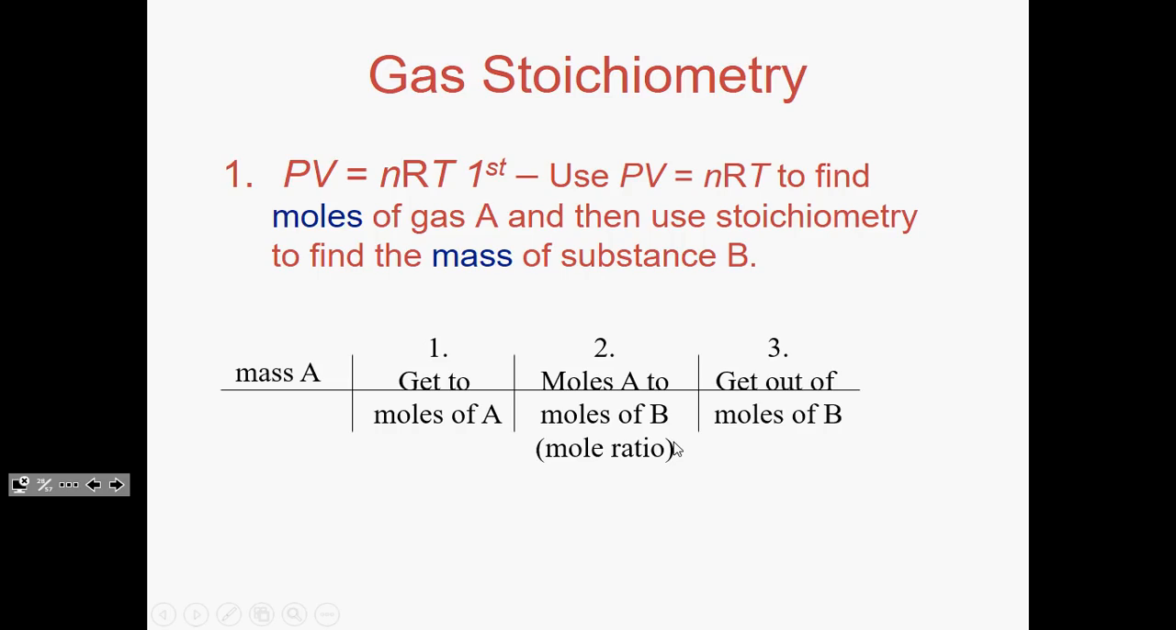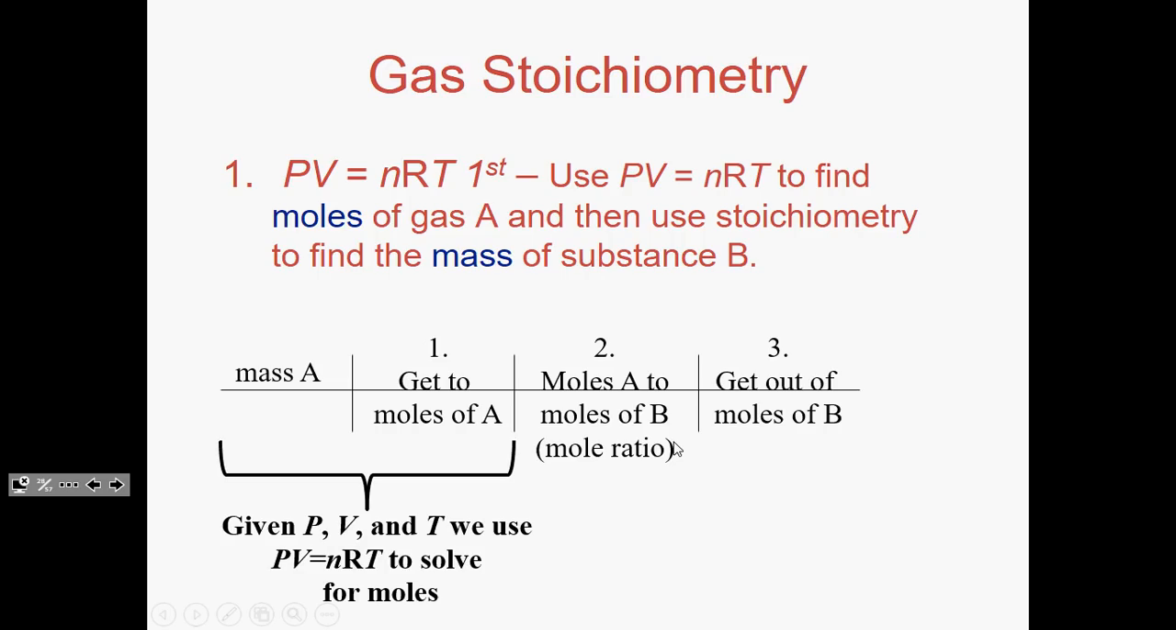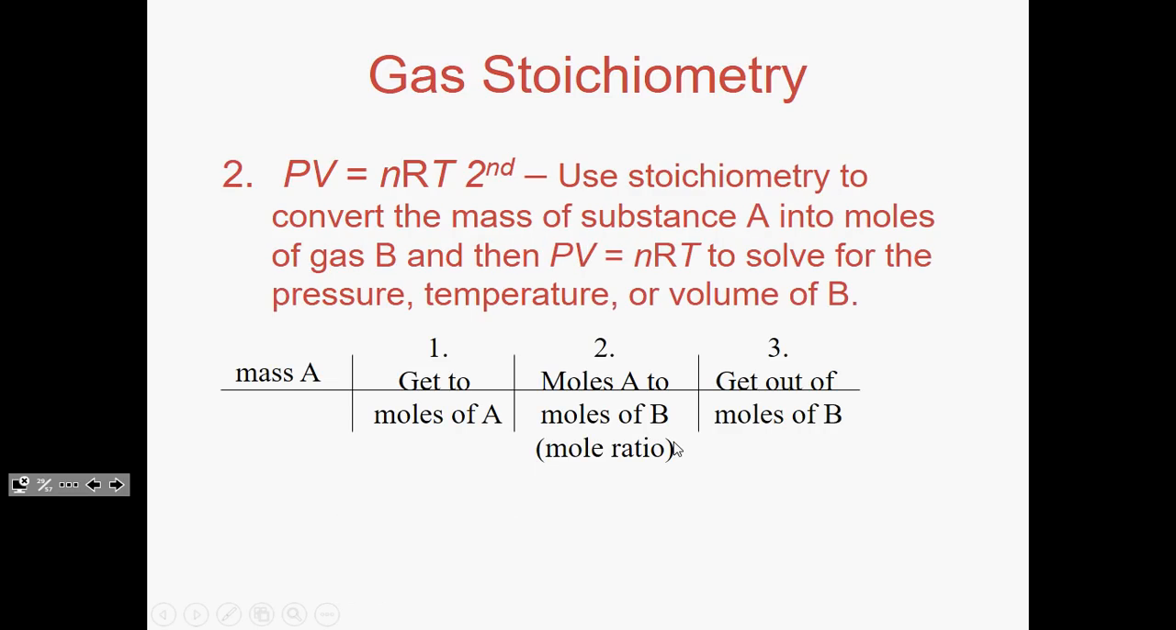In our step 1, our get to moles step, what we're really doing is our PV equals nRT calculation. And then once we know moles, we can do steps 2 and 3, our mole ratio and our get out of moles step. And like I said, usually they'll be asking you for the mass of one of the other substances in the reaction.